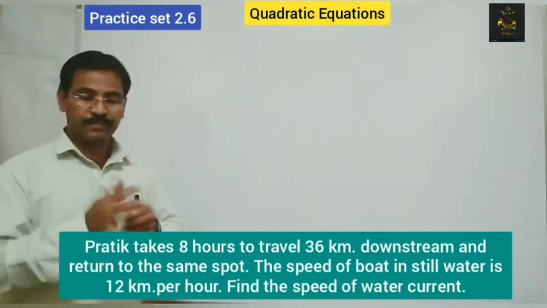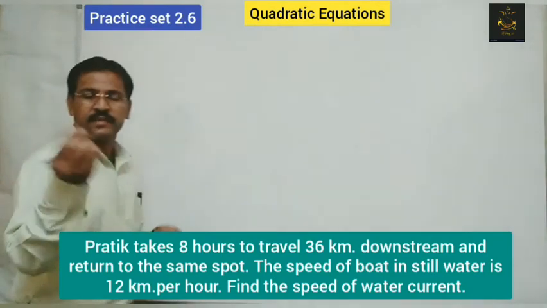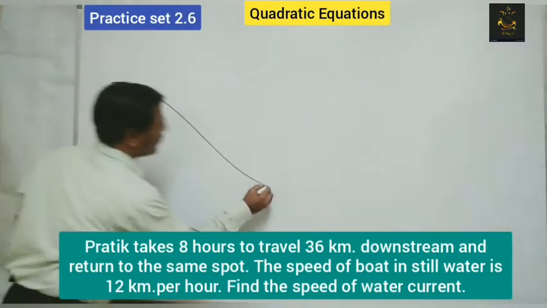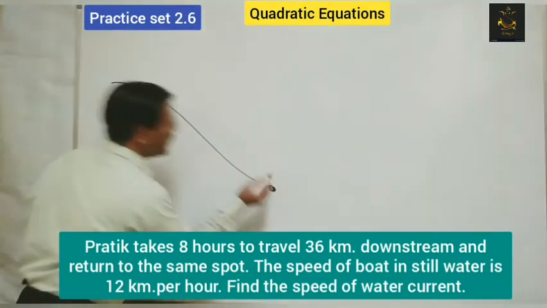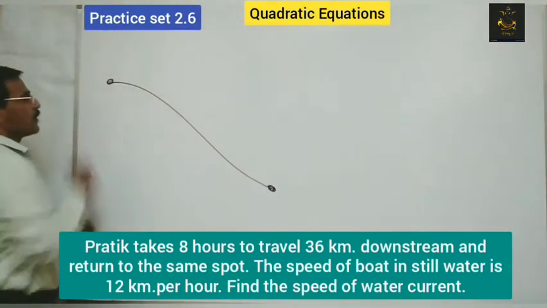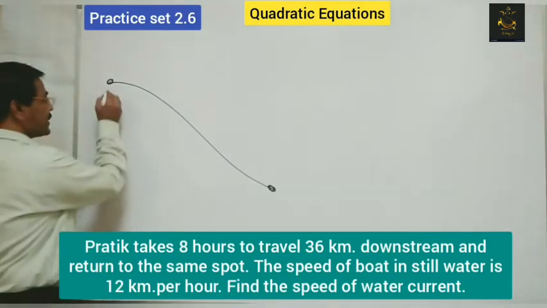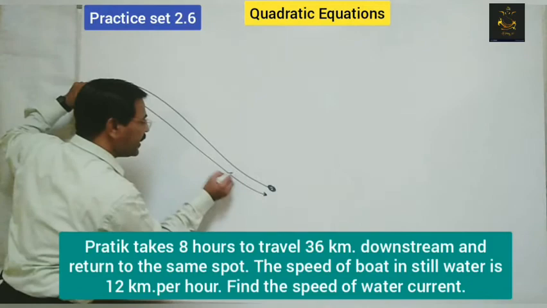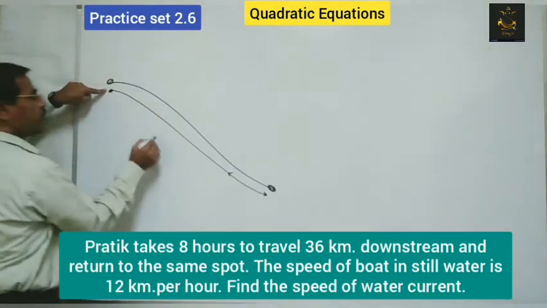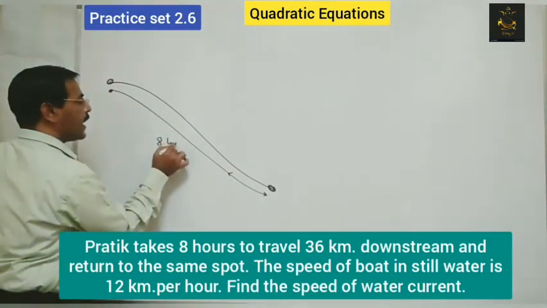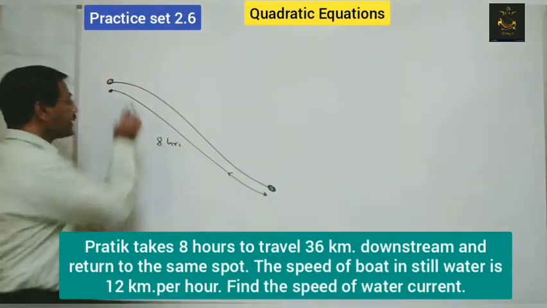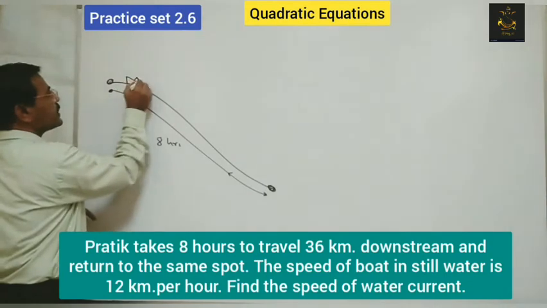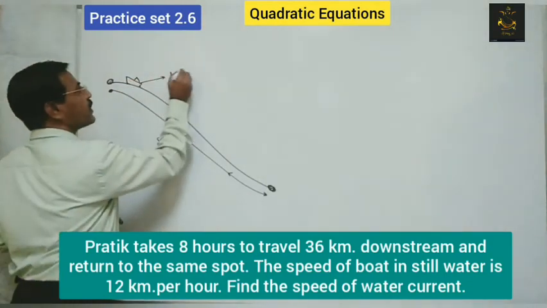Understand? Look here. It is very, very important. I just discussed that example. Look here, this is the downstream. Suppose here maybe it is the reaching point and from this is the starting point. But it takes 8 hours from this point to this point and again returns to the same spot. For that, he takes 8 hours. Then there is one boat. What is the speed of this boat in still water?